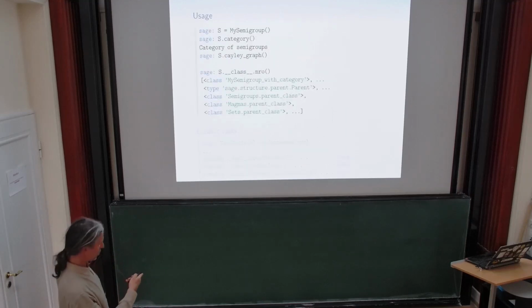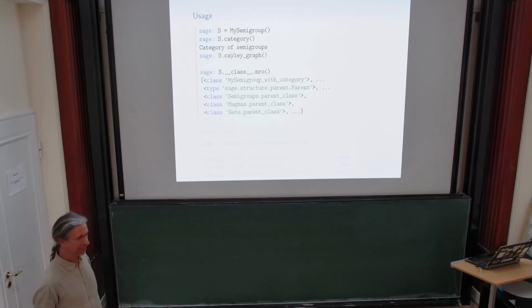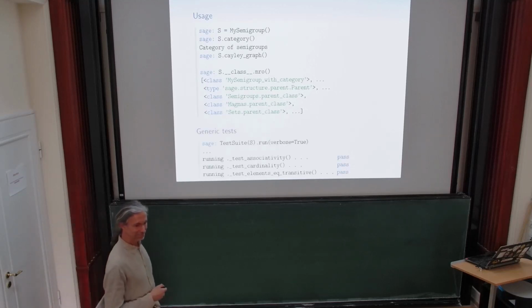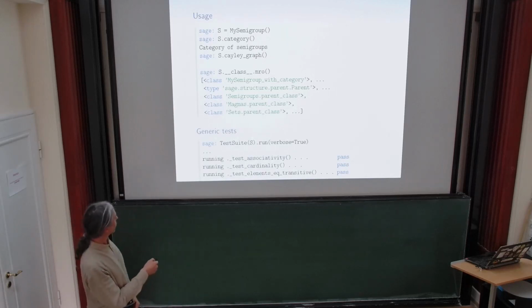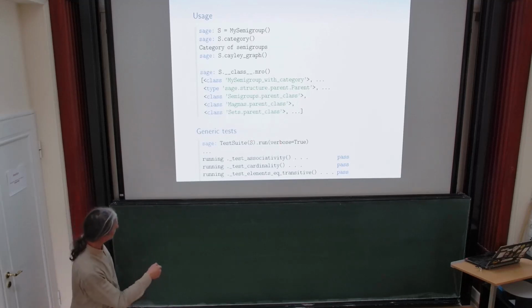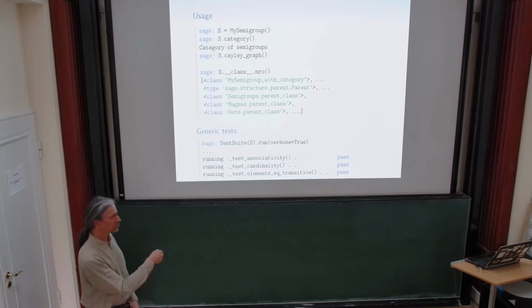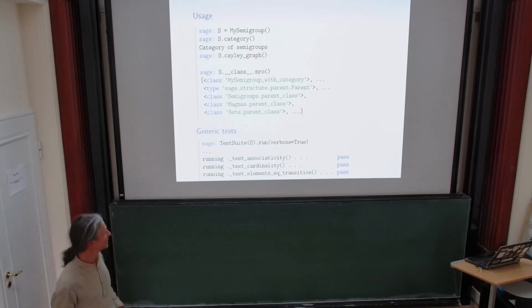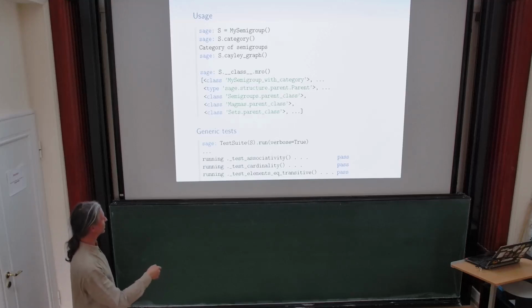Okay, so you make this promise, I'm a semigroup. In exchange for this promise, you get methods. You get all these recipes, which is nice. But you also get tests. When you have this object, you can run the test suite on it, and automatically it will test associativity, test cardinality. It's not proof, it's test. Just take a bunch of elements, try and see if it works.